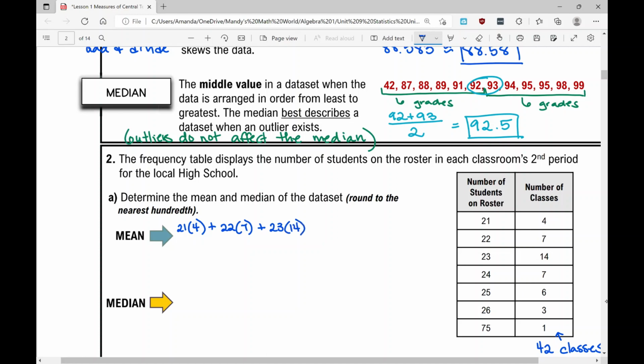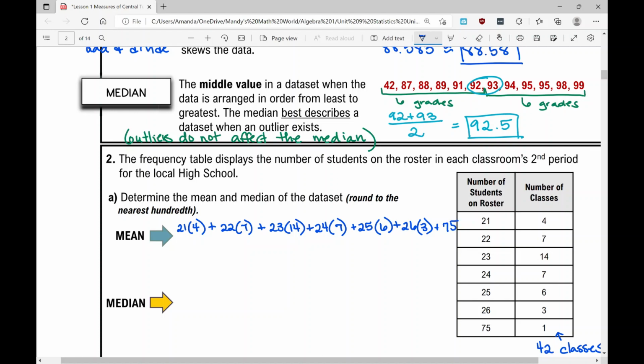In 7 classes, there are 24 students. So 24 times 7. In 6 classes, there are 25 students. So 25 times 6. In 3 classes, there's 26 students, so plus 26 times 3. And then in 1 class, there's 75. Whoa, that must be like athletics or something.